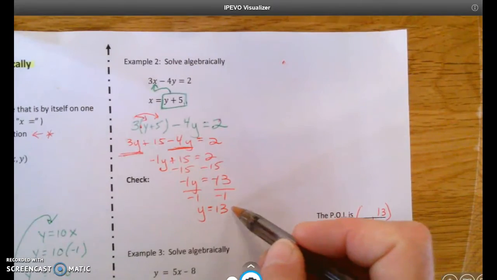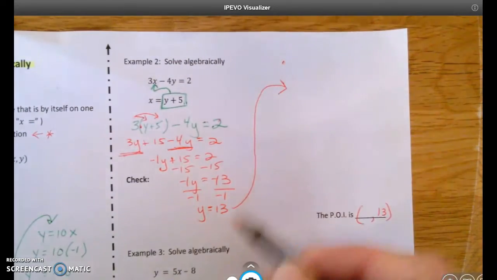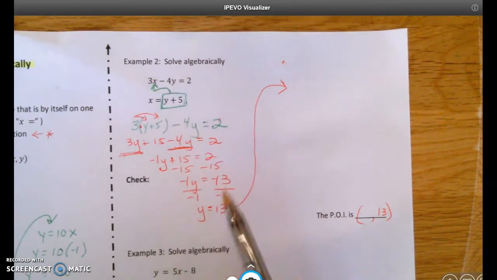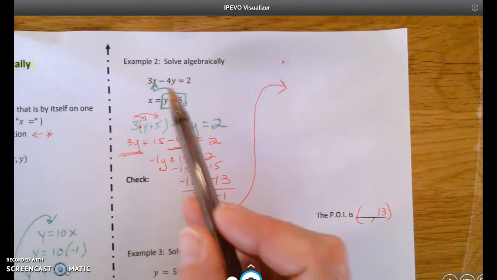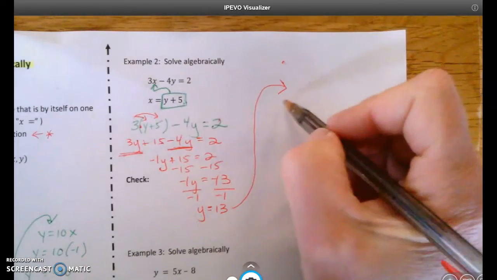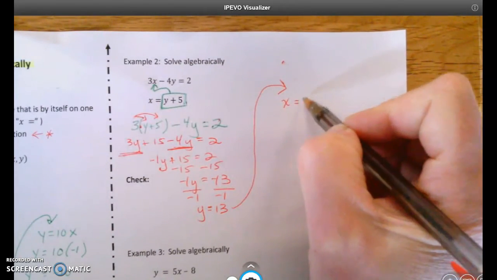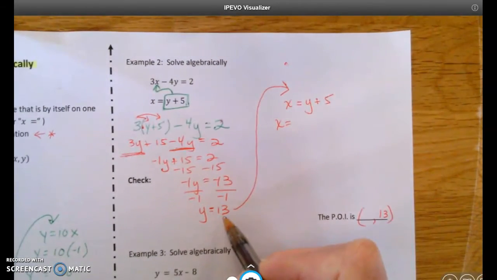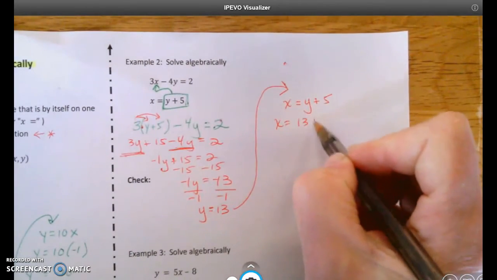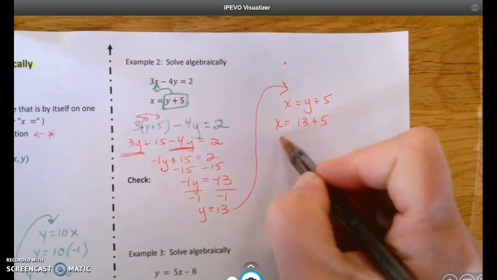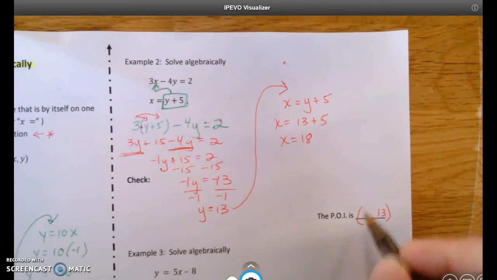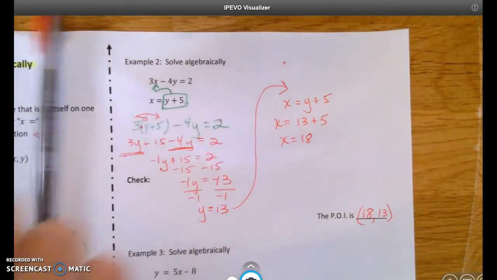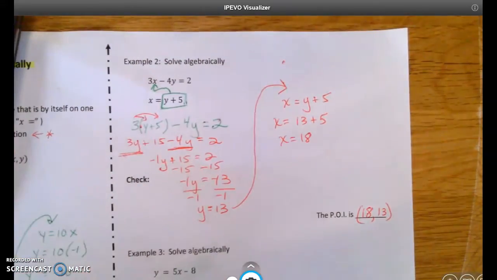So let's go ahead and take this and sub it in. We used the really messy equation the first time. So for your second substitution, you're going to use the bottom, the nicer equation. We know that x equals whatever that y value is plus 5. So that means if my y value is 13, I'm going to be taking 13 and plugging it in. 13 plus 5 is 18. So I have a POI of 18, 13. All right.